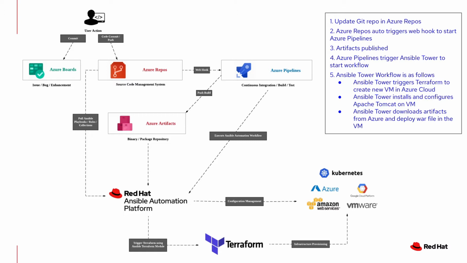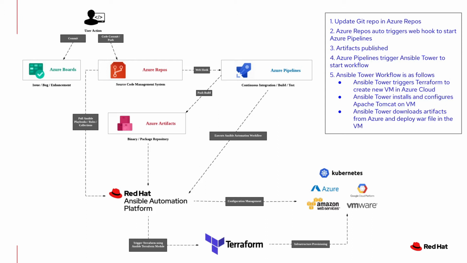What will happen after the commit is that it is going to trigger a webhook towards the Azure Pipelines, and the Azure Pipelines is going to start the continuous integration, build and test process, after which we can get the artifacts published. Upon successful publishing of the artifacts and testing, Azure Pipelines can then trigger Ansible Tower to move on to the next phase of continuous deployment and delivery, right? Since the continuous integration has been completed, right?